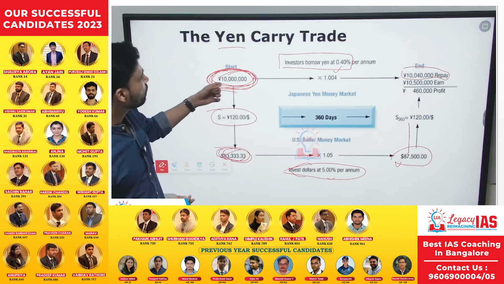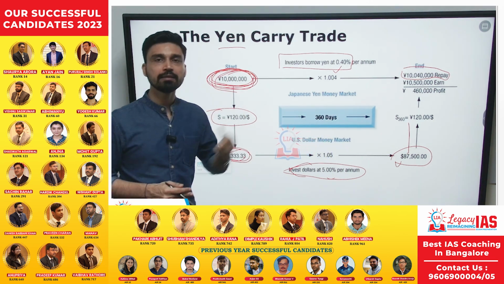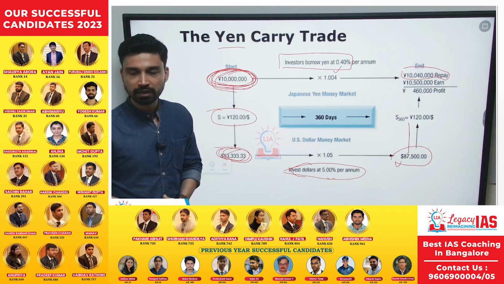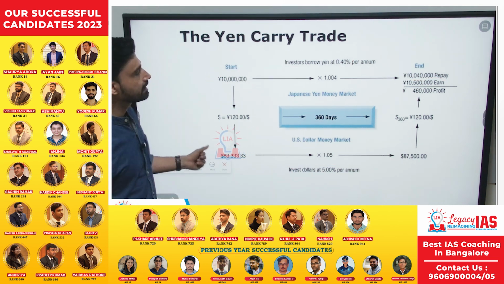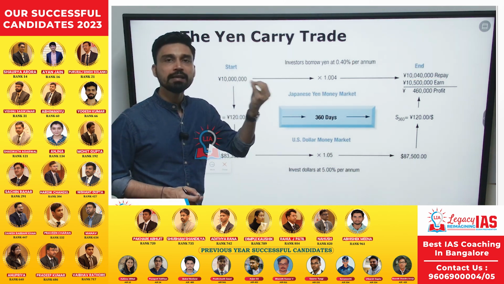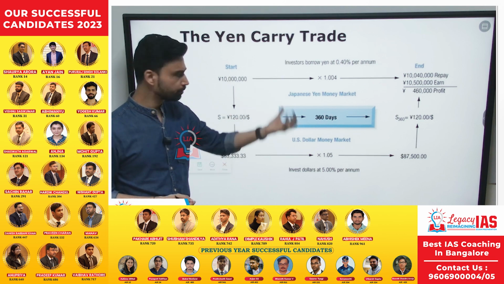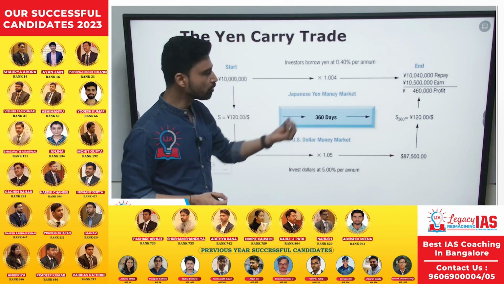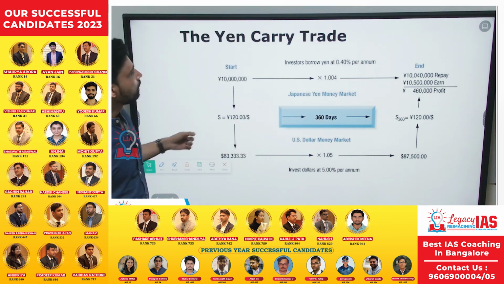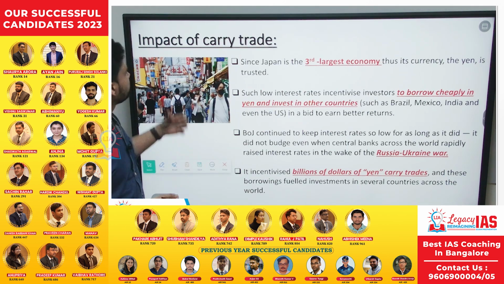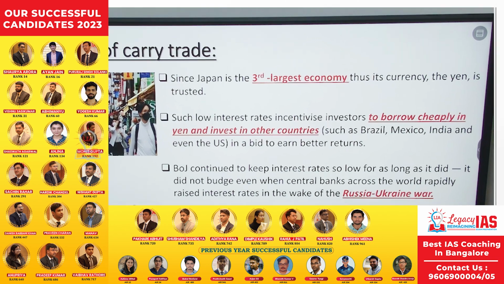They have borrowed a huge sum from the Japanese market in yen, converted it into the local currencies of different countries, and generated a handsome profit on this capital, repaying a very small amount of interest which they receive in the form of debt. Now, let's try to understand what the impact of this carry trade is.